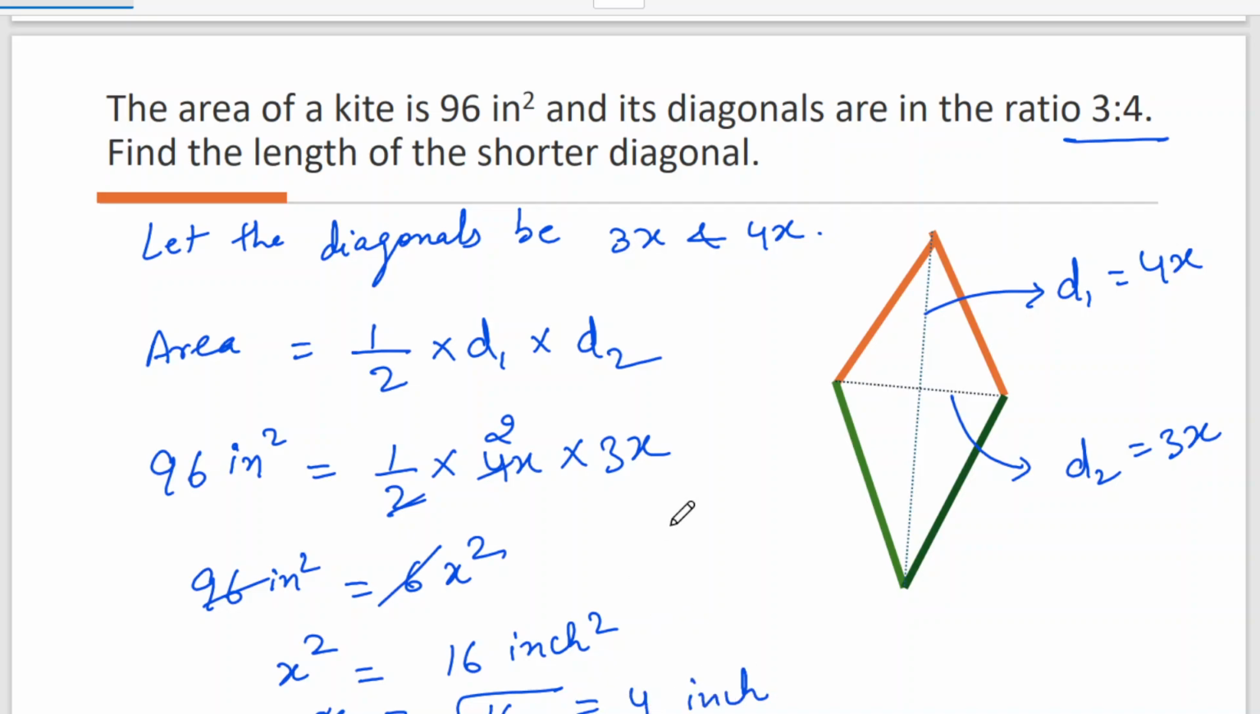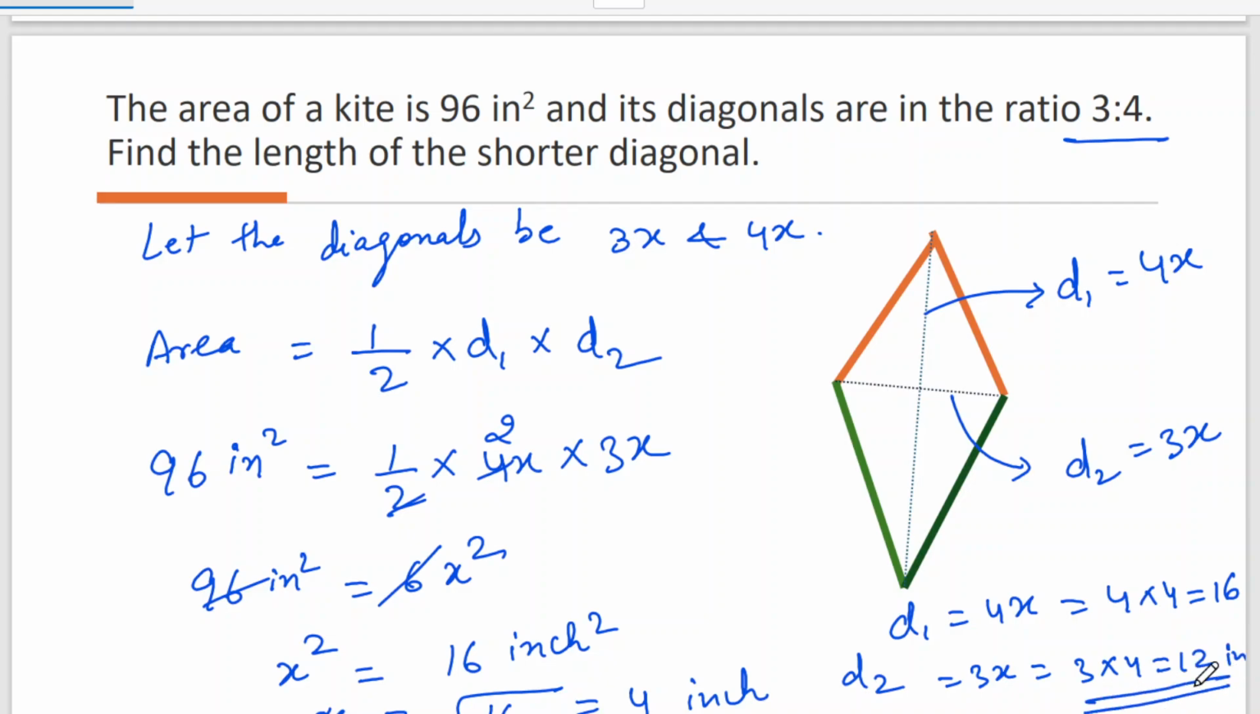So you can multiply this. One diagonal, our D1, was 4x. That means it is 4 into 4, that is 16 inches. And D2 is 3x, so it is 3 into 4, that is equal to 12 inches. So this is your answer.